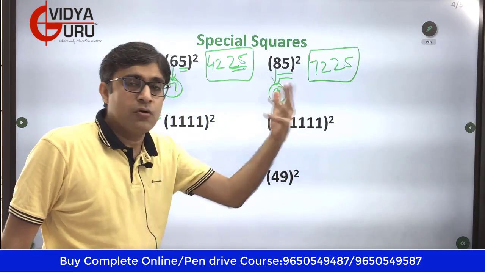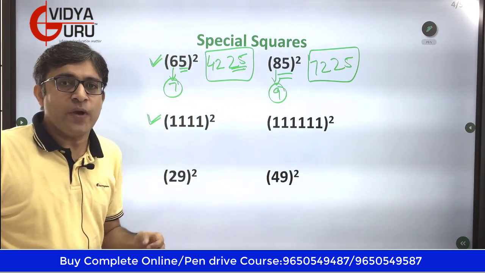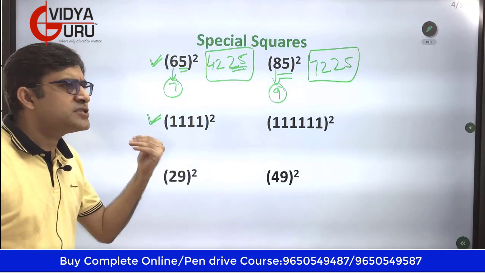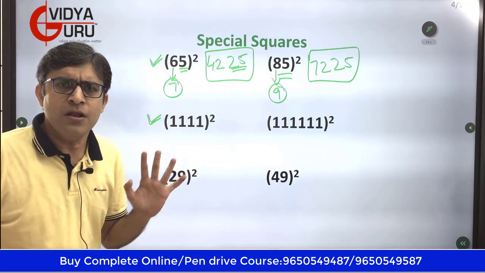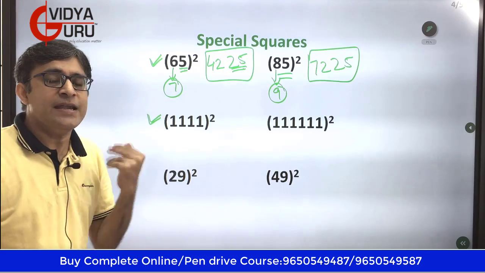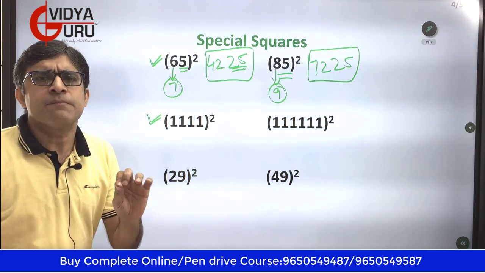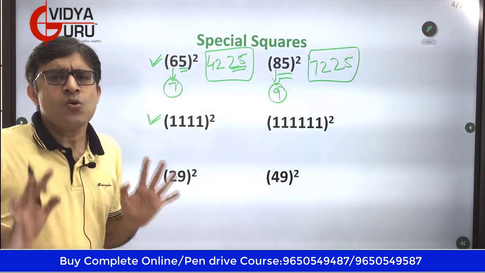It has 6 ones. So when you have a number which has all ones, how do you go about finding the square? Let's see. Very simple. Count the number of ones that are there.